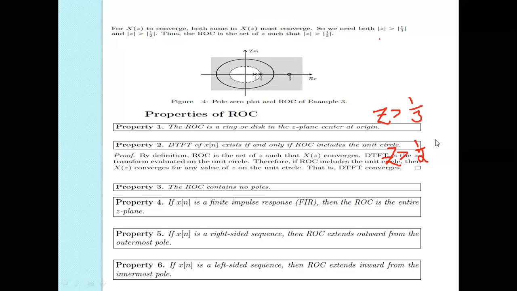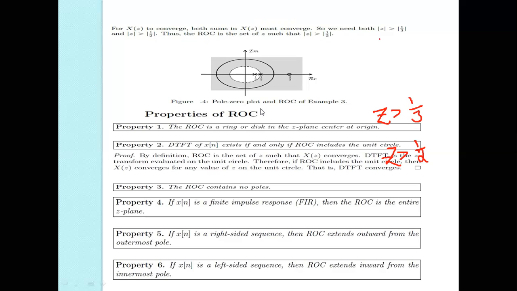1/2 means 0.5, and 1/3 means around 0.33. So here is 1/3 and here is the half. This value, 1/3, is less than the value 1/2. So thus the ROC is the set of z such that z is greater than 1/2. Z is greater than 1/2 only.